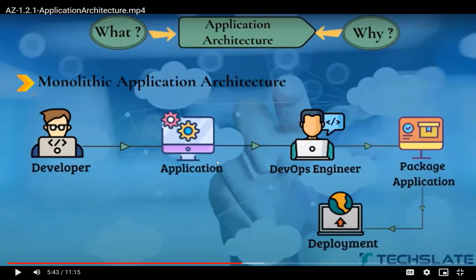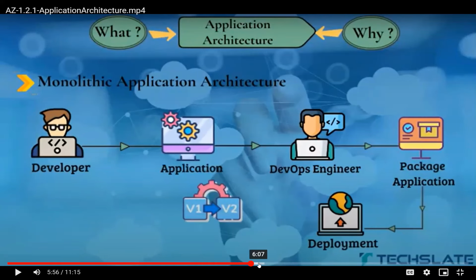So the developer will write the code, and the application will be ready and tested thoroughly, signed off by the QA team. Then the DevOps engineer will take that, package the entire code, and deploy it on the server. That's how this architecture works anytime. Again, the product owner gives the requirements, the architect designs the application, the development team writes the code, and the testing team tests it and gives the sign off. Then the DevOps team takes that application, makes a package, and deploys it into a live server. This is the approach people used to follow once upon a time.